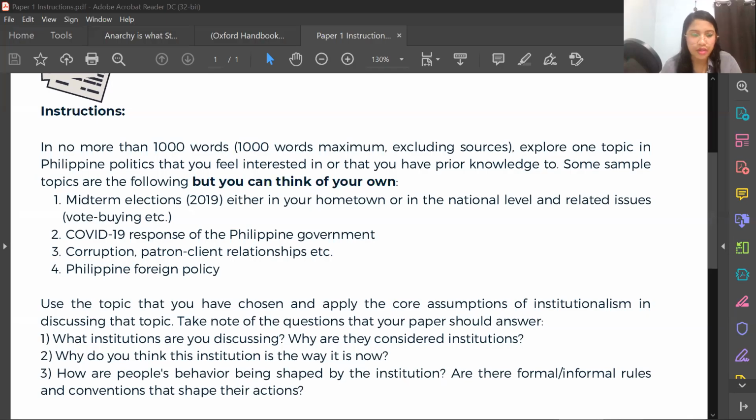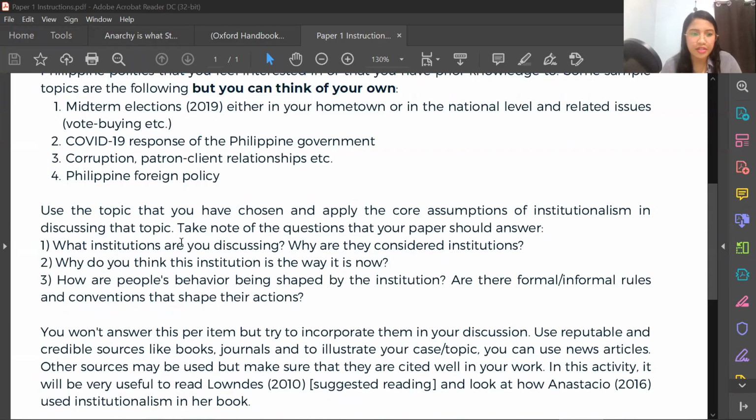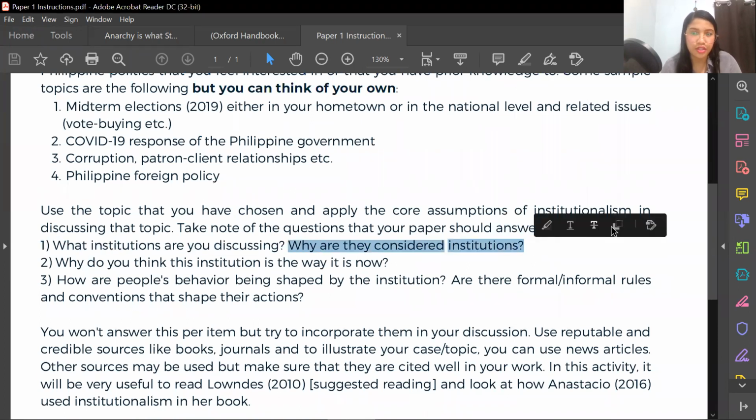So okay, I'll show what the instructions are. The welding outside is so noisy. Share my screen. Instructions. Okay, so on your screen are the instructions for the paper. Sophia's question is about this: why are they considered institutions? The examples are like COMELEC, Supreme Court, etc.